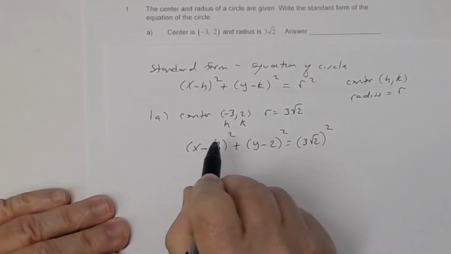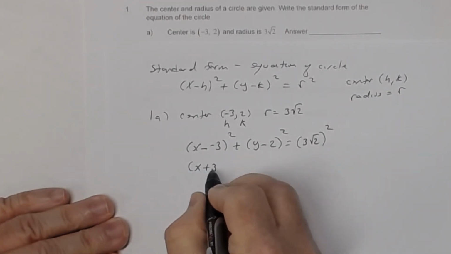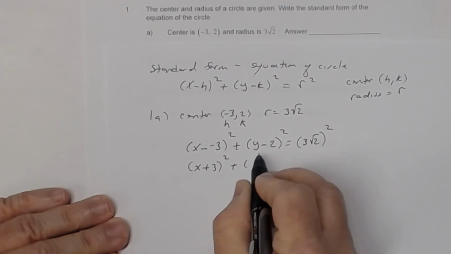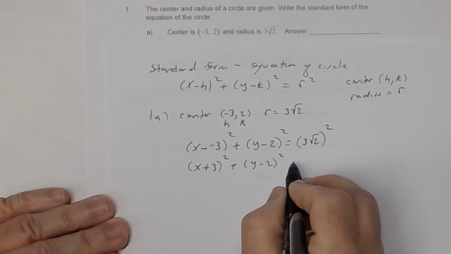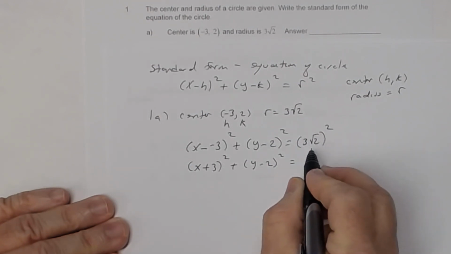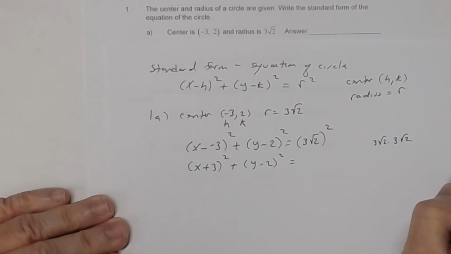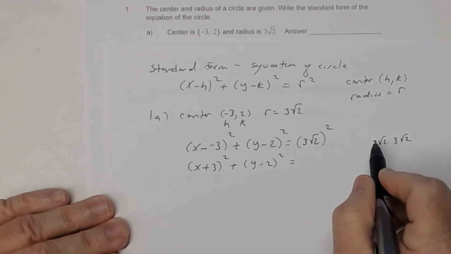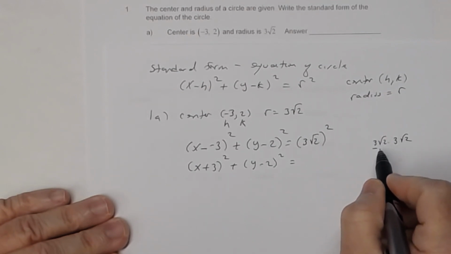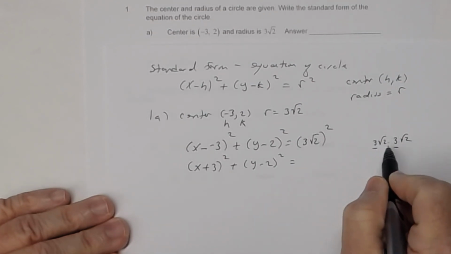We know that x subtract a negative 3 means x plus 3, so this becomes (x + 3)², plus (y − 2)². Then we need to figure out what 3√2 times itself is: 3√2 times 3√2. Notice you have all these factors being multiplied together. Remember, multiplication is commutative. The order in which you multiply real numbers does not matter.